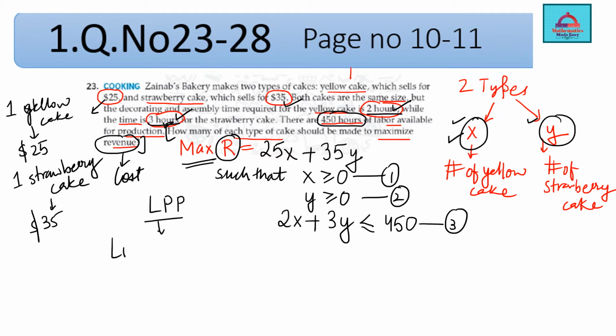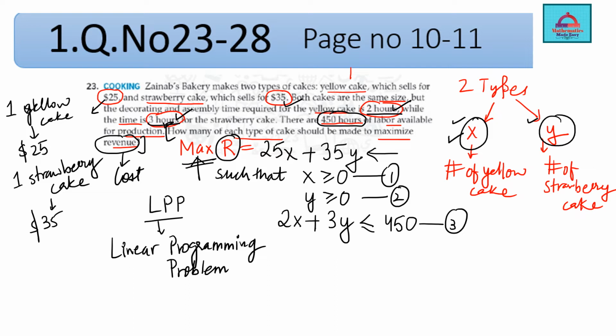LPP is the short form for linear programming problem. And what is this problem? This is a problem of either maximization or minimization. Here it is maximum, so we are going to use these conditions to draw the graph, to graphically represent the solution, and then we are going to find this answer. So first you need to understand this.